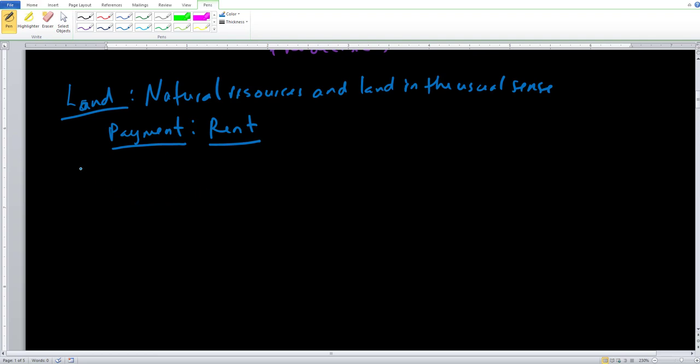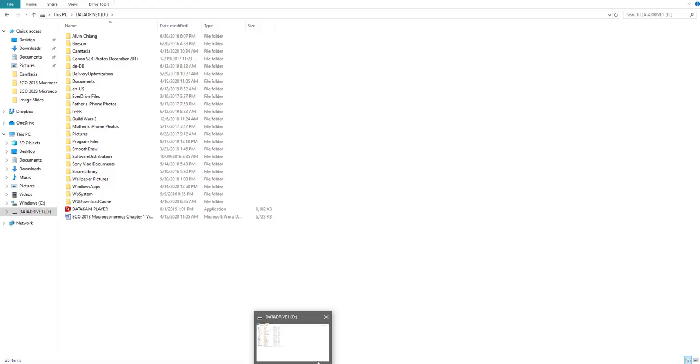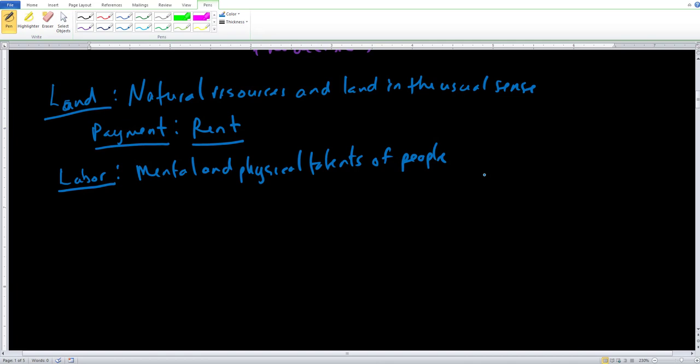The second factor of production is going to be labor. So labor is exactly what you and I provide in terms of any type of production process. And this includes two things. It includes the mental and physical talents of people. So labor, mental and physical talents of people. So what exactly do you know how to do? What is exactly your type of experience? What is your knowledge? And also the physical talents, meaning exactly, hey, can you move this box from point A to point B? Can you do this physical task?